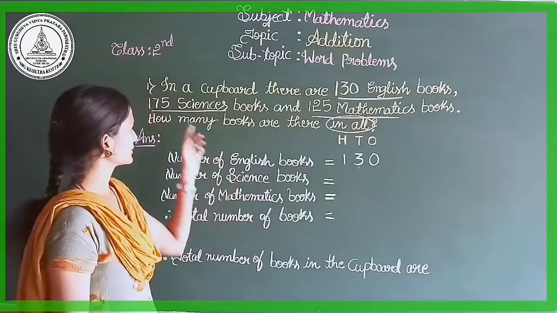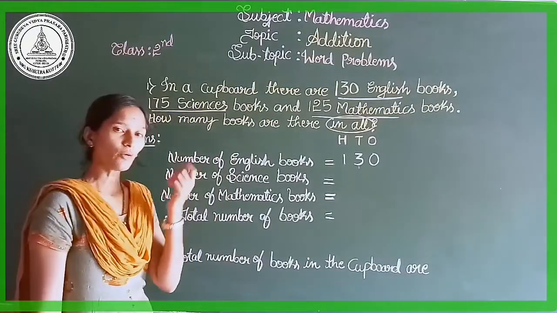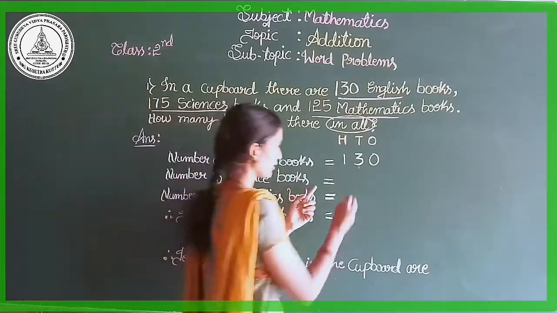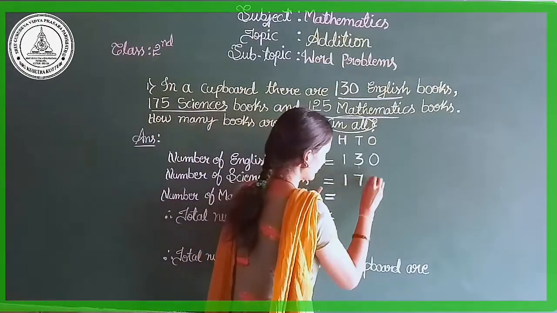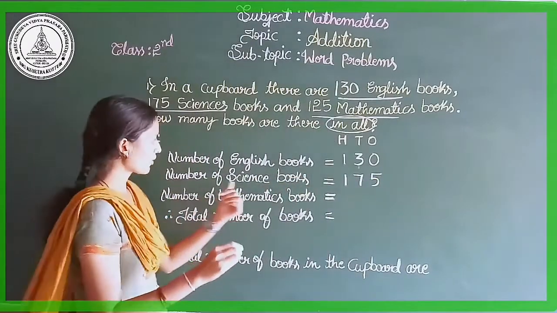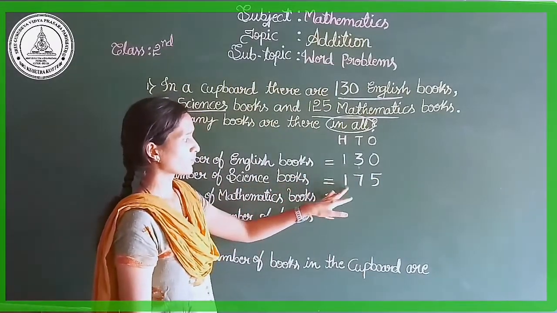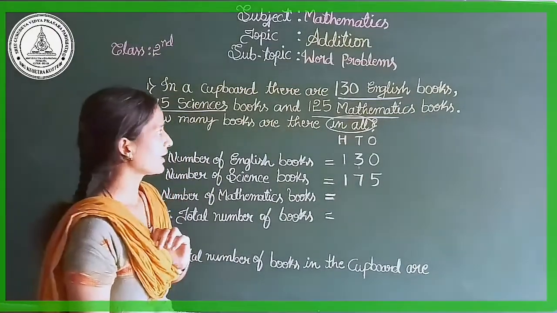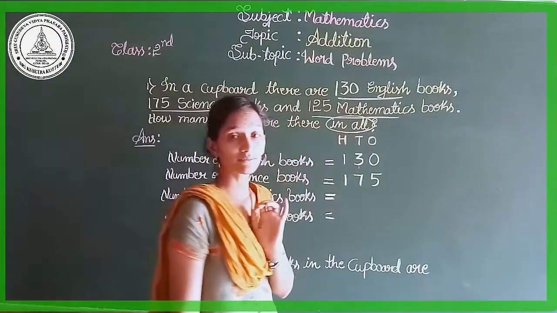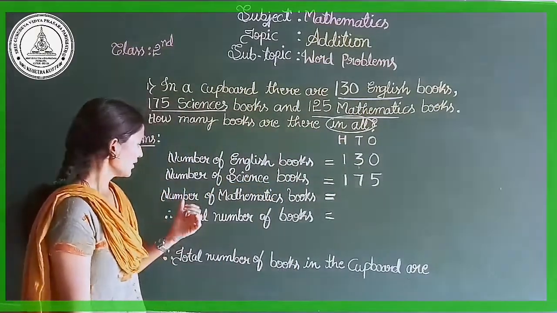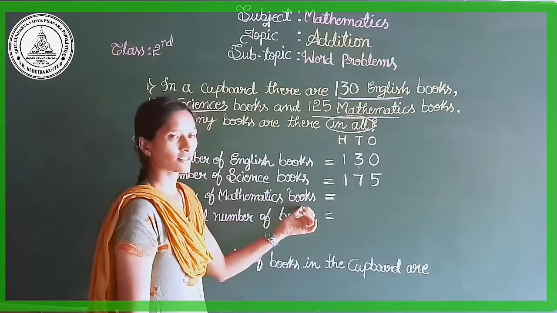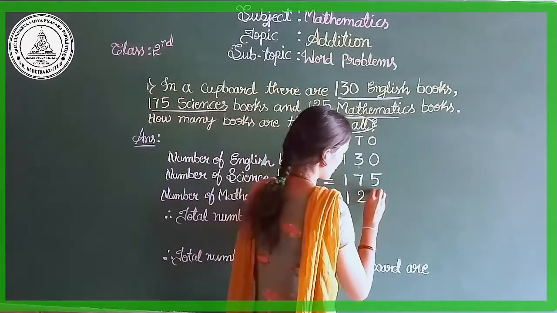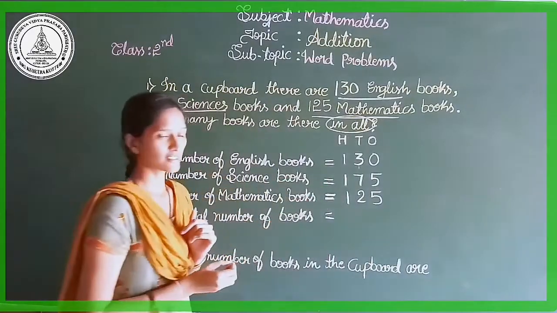Okay, next, the second one, science books. How many are there? 175. So write down here 175. The number of science books is equal to 175. The third one, 125 mathematics books. So number of mathematics books, how many are there? 125.